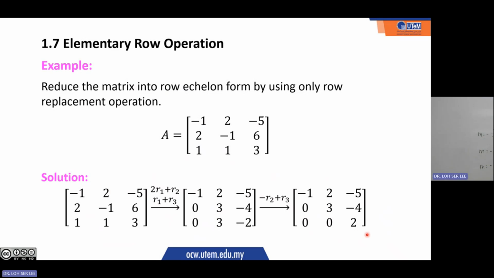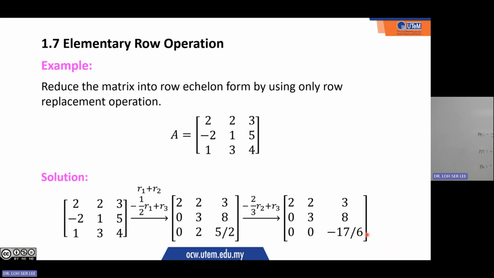Okay, any questions? Now we look at one more example, another matrix.